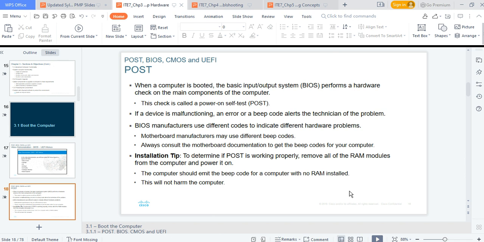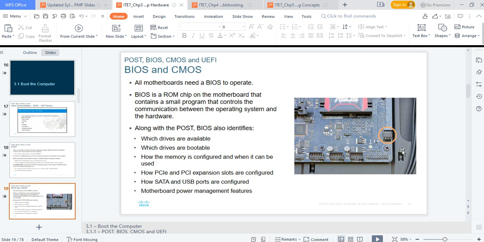If you don't have a processor, it's going to give you a beep code. If you don't have a video card, it's going to give you a beep code. This will not harm your computer. You're just learning, you're just troubleshooting, right? Okay, so we have what they call the CMOS. So I think we'll show you what the CMOS battery looks like.